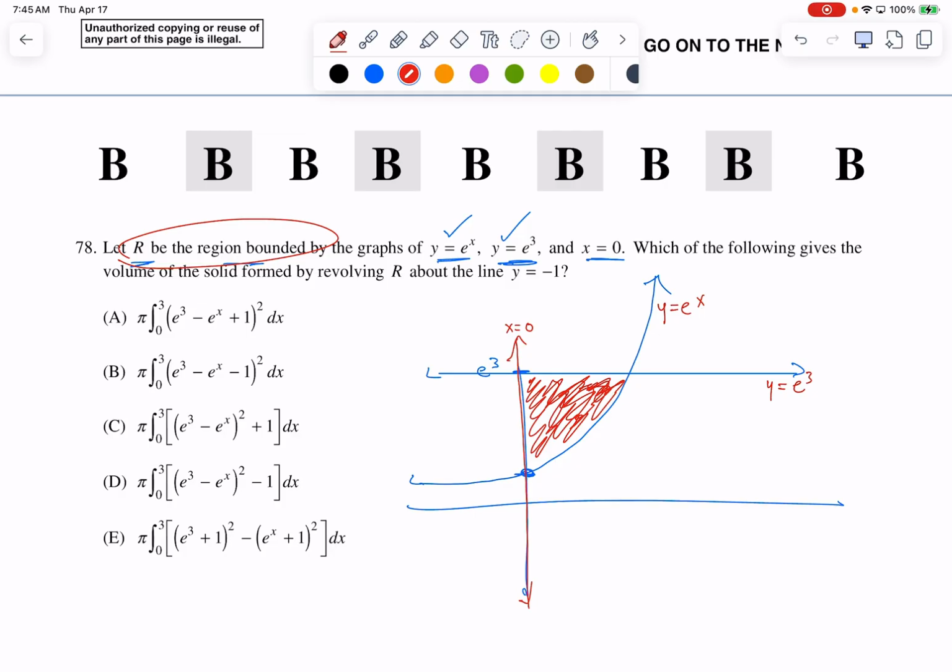Now, let me explain this. It's going to be wild. Listen carefully. Which of the following gives the volume? We're going to talk about volumes next week. Formed by revolving that region. I'm going to take that red region and I'm going to revolve it around the line y equals -1. y equals -1 is way down here. Do you see this? We haven't done this. Nope, we haven't, but I'm going to teach you on the fly.